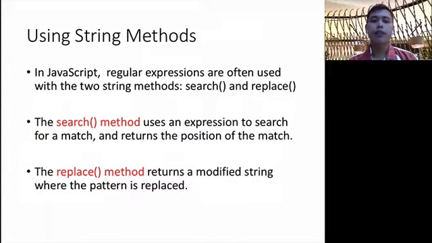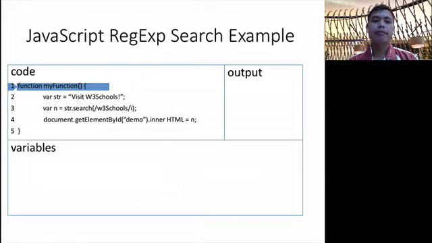Using string methods in JavaScript, regular expressions are often used with two string methods: search() and replace(). The search() method uses an expression to search for a match and returns the position of that match, while the replace() method returns a modified string where the pattern is replaced.